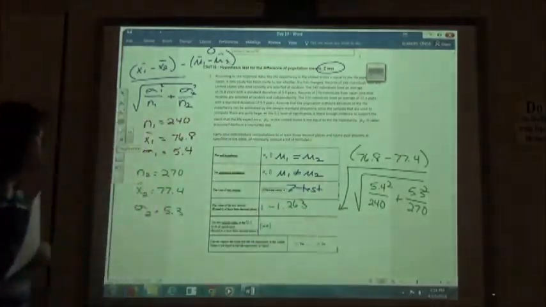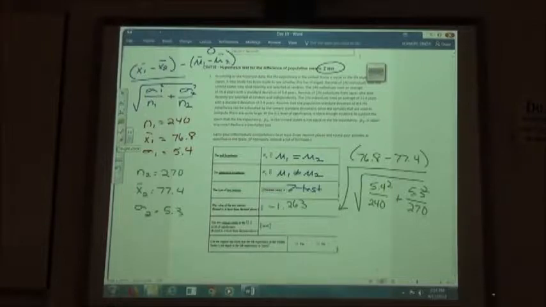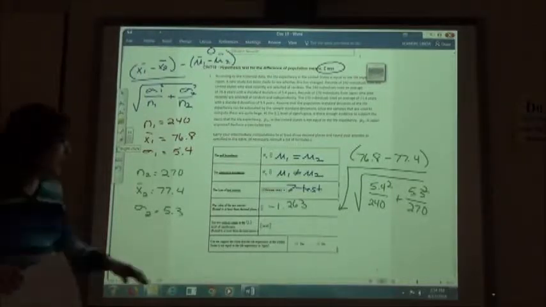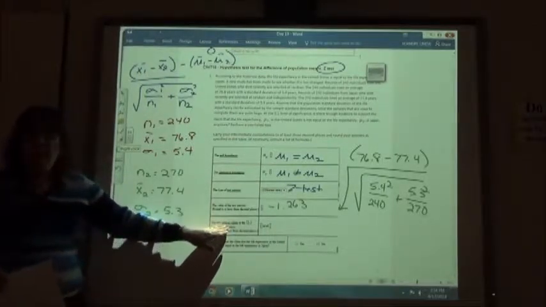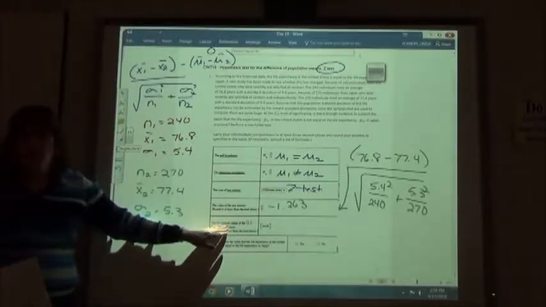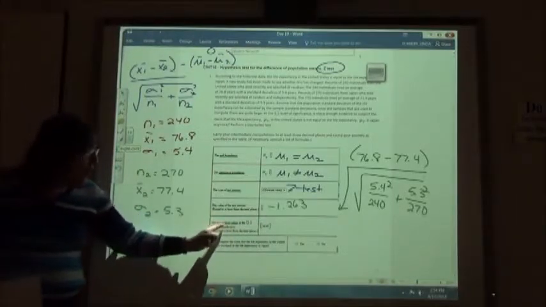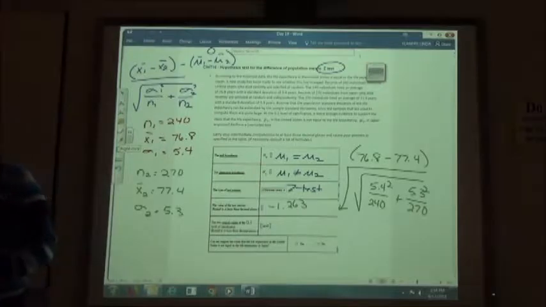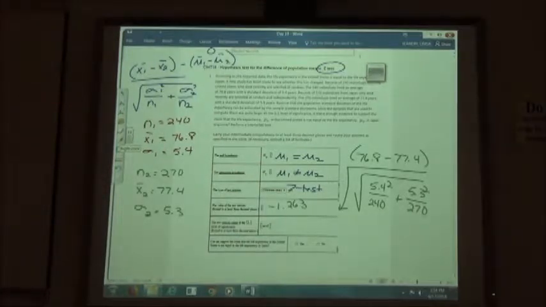Negative 1.263 is the value of my test statistic. Now, if you remember from last time, we had 2 different things. They either ask you for the p-value, which is your percentage, or your critical value. When they do the critical value, you're doing z sub something. If they ask you for the p-value, use p is greater than whatever that number is.